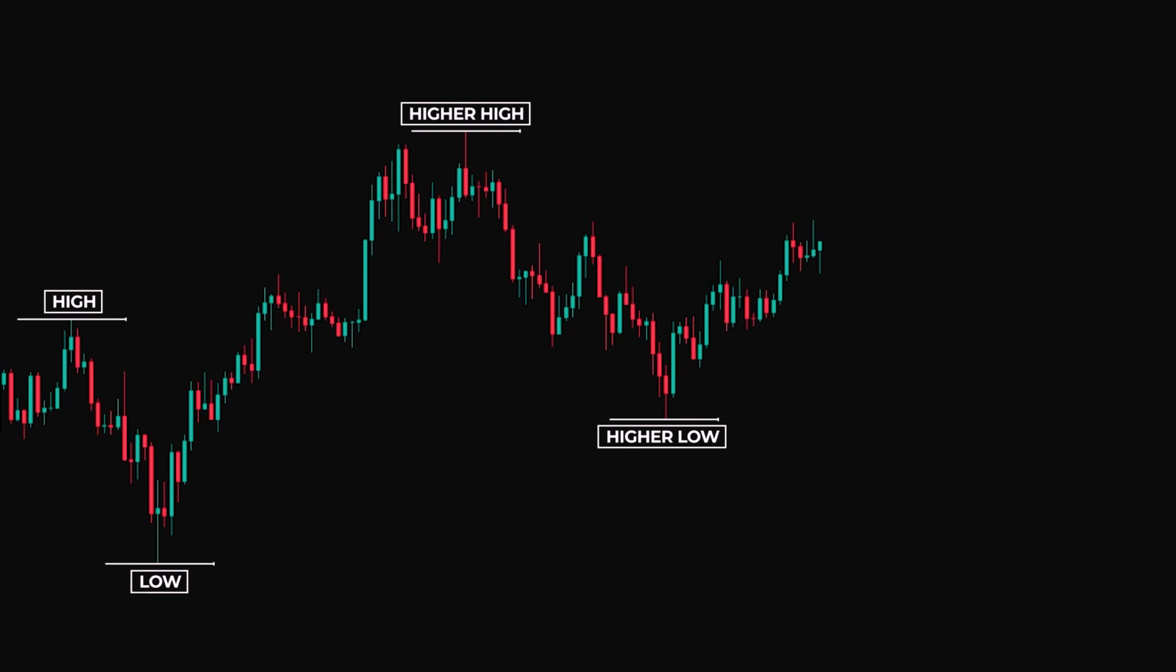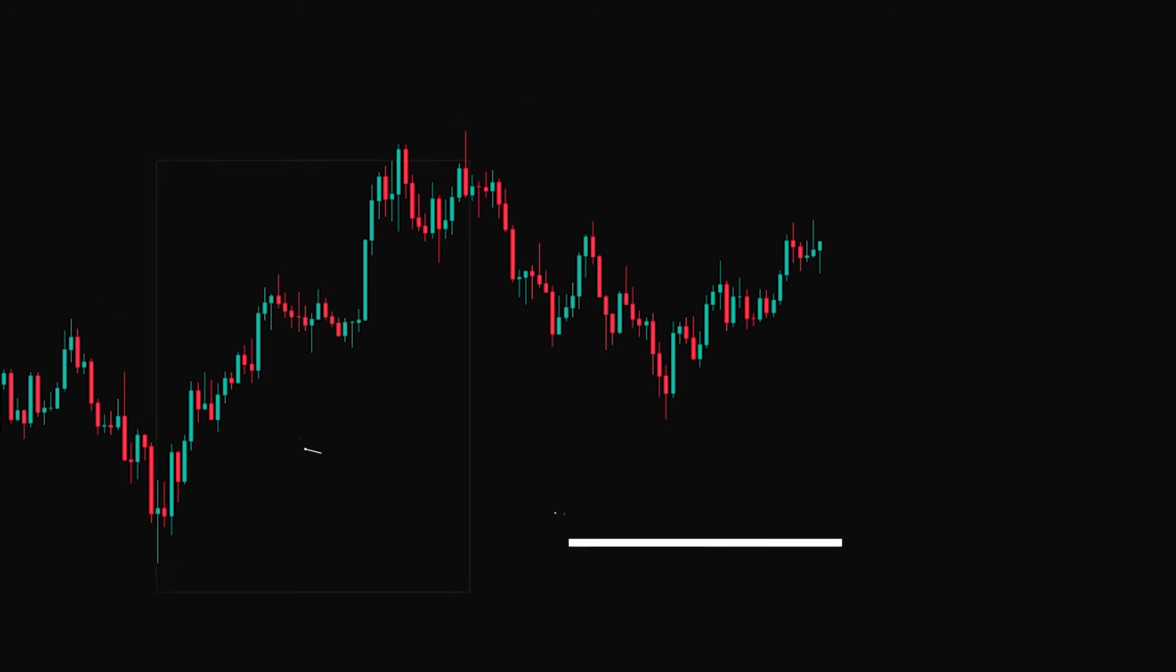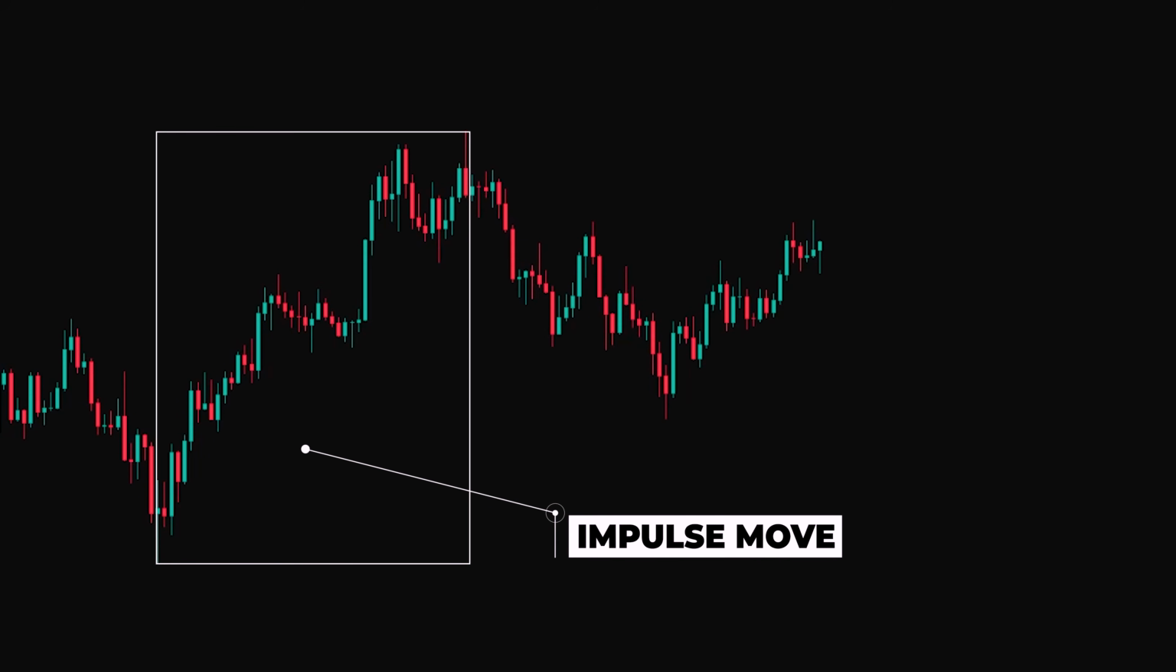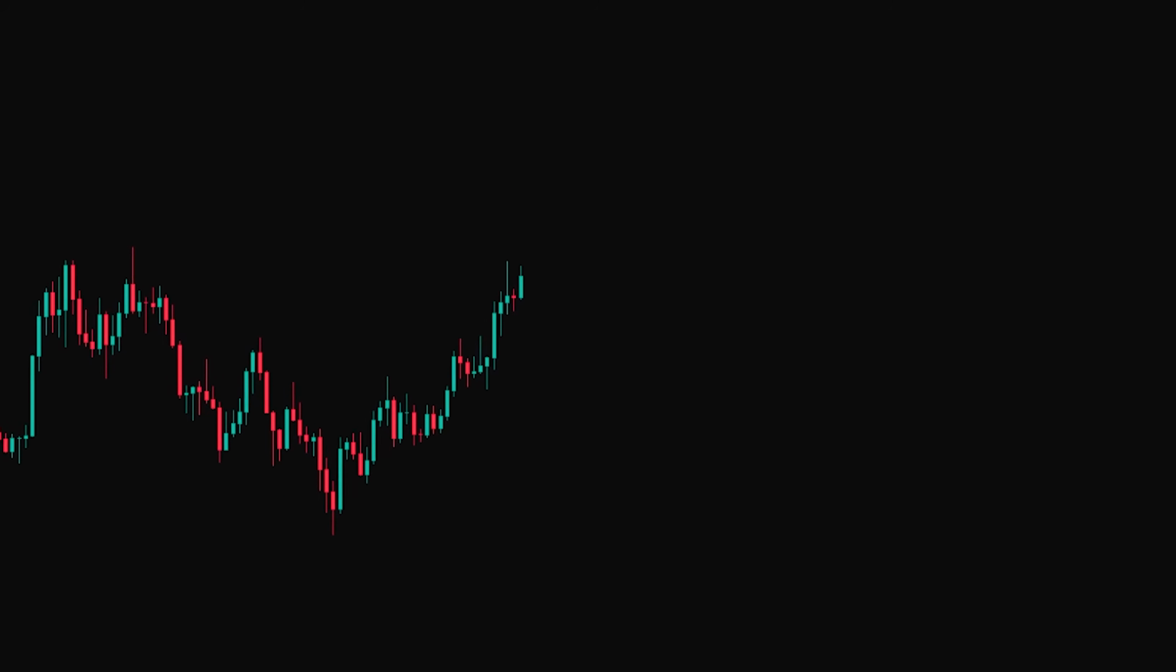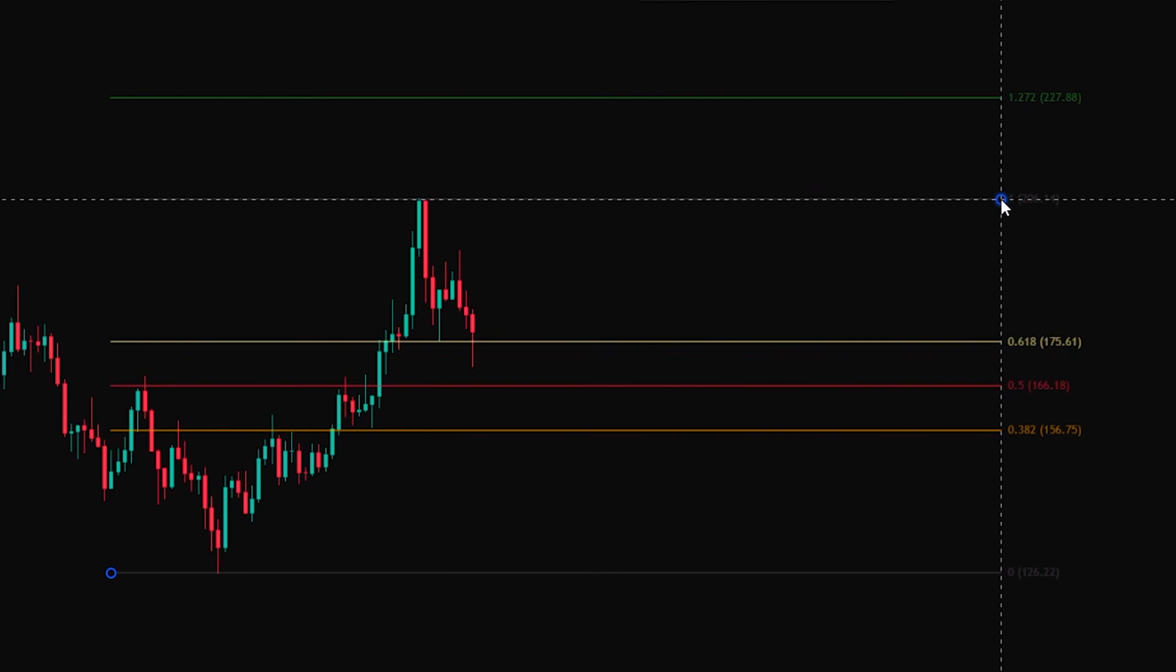Now remember what we talked about earlier. Price rarely moves in a straight line. It surges in one direction. That's called the impulse move. Then it pulls back. That's your retracement. This is where the Fibonacci tool shines. In an uptrend, you draw the fib from the start of the impulse move to the end of the impulse move. Then you wait for price to retrace to one of the key Fibonacci levels.